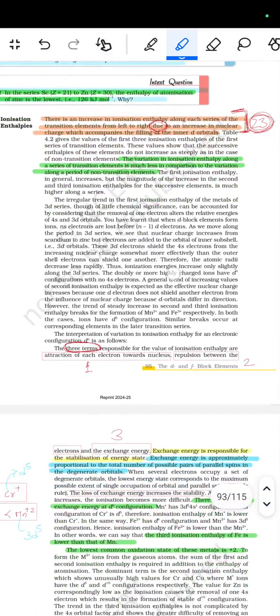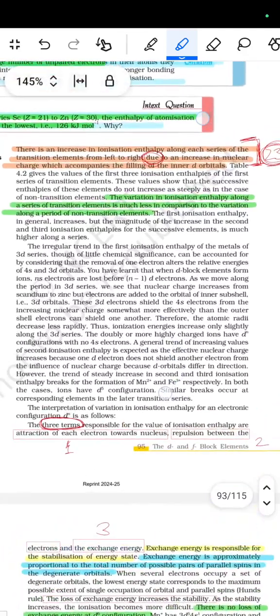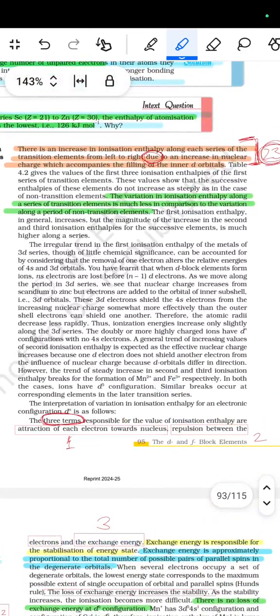Now let us talk about ionization enthalpies. This statement is the one from which a question came in 2023: there is an increase in the ionization enthalpy along each series of the transition elements from left to right due to an increase in the nuclear charge which accompanies the filling of the inner d orbitals. Table 4.2 gives the values of the first three ionization enthalpies of the first series of the transition elements.